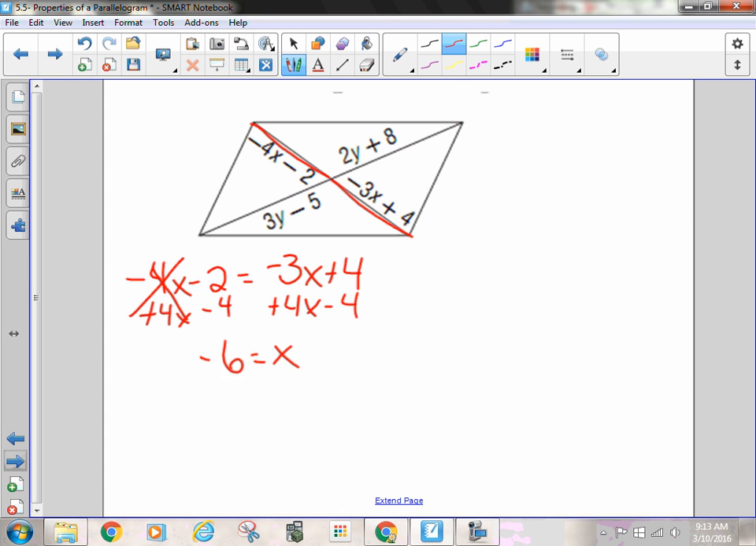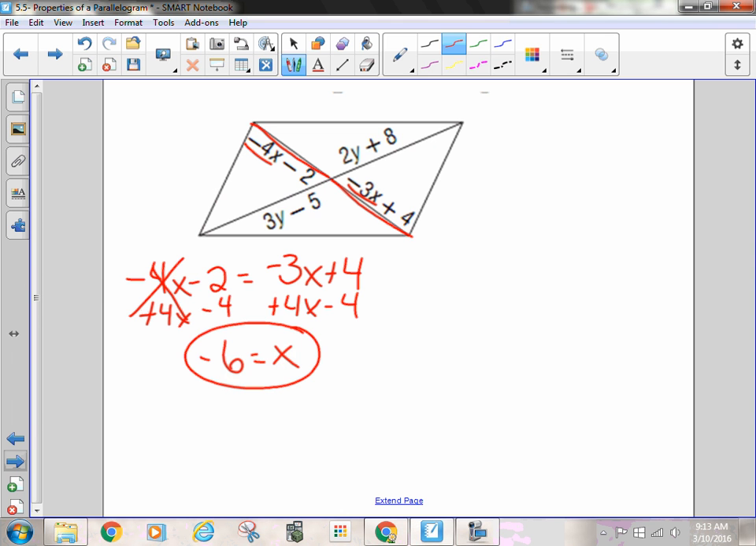Now, you're going, oh no, I have a negative number for x, but remember, I'm plugging it back in. So if I have here negative 4 times negative 6, well, that's going to turn into a positive number. And here I have negative 3 times negative 6. That's going to turn into a positive number. So it's okay for my x and y's to be negative. It's not okay if I end up with distances that are negative or time that's negative.